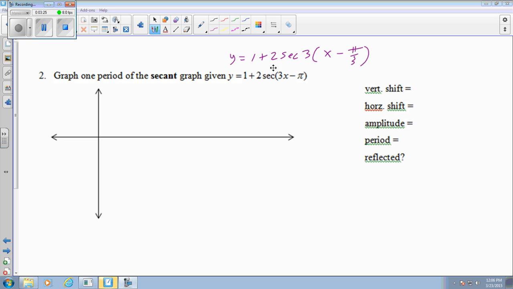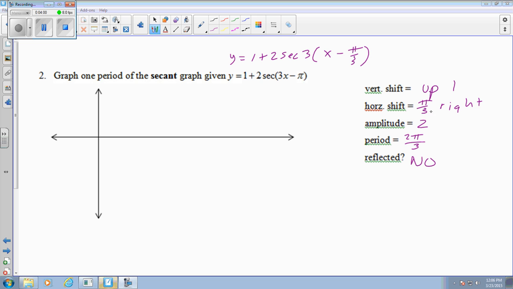Our vertical shift is our shift up in this case, and we're going to go up 1. Our horizontal shift, remember it's the opposite of in here, so we're going to go with pi over 3 to the right. Our amplitude is the number in front of here. And our period is going to be, since it's a secant, which is the reciprocal of cosine, and the cosine's period is 2 pi, we're going to go with 2 pi, and we're going to divide it by 3 in this case. And we're not reflected, so we'll put no there.